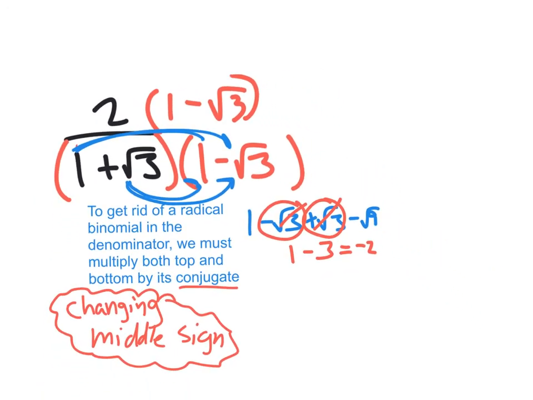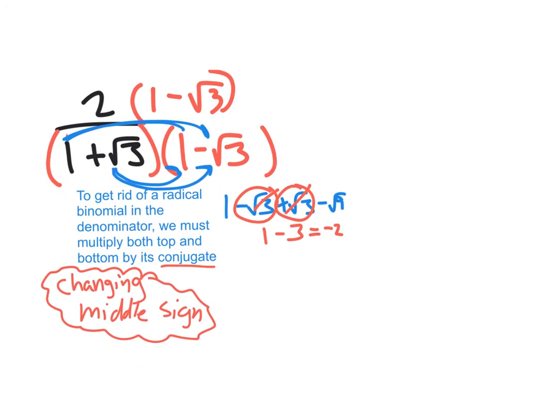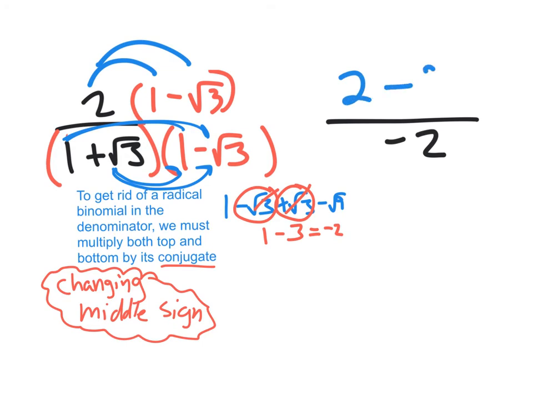Okay? So I hope we all see that. So on the bottom, we just end up with negative 2, right? On top, we need to distribute the 2 to both terms, and I'll get 2 minus 2 square roots of 3, because 2 times square root of 3 is 2 square roots of 3. Make sense? Okay? So the only other detail you could do is split that denominator and cancel terms out.